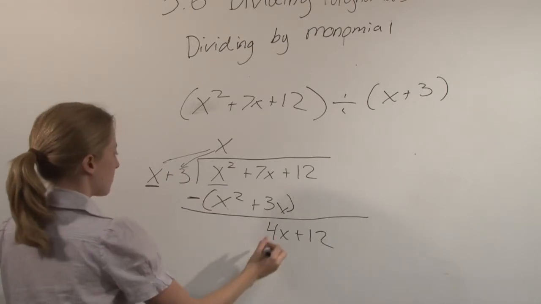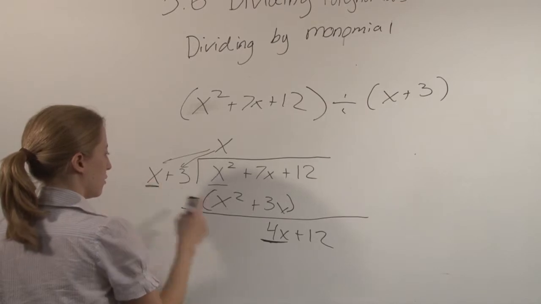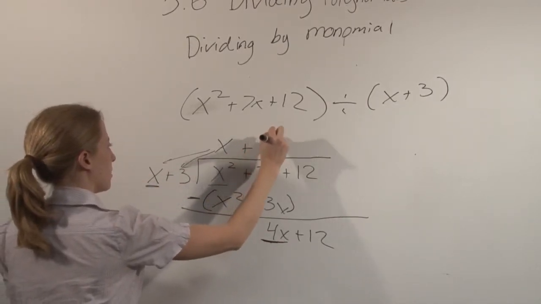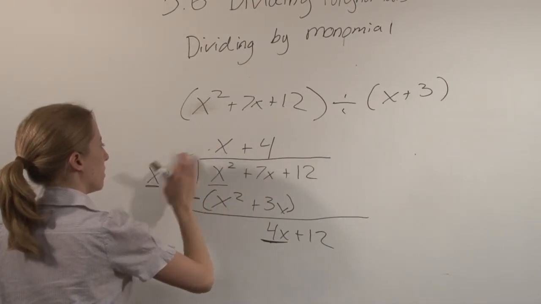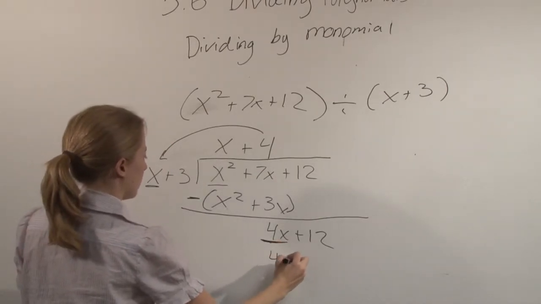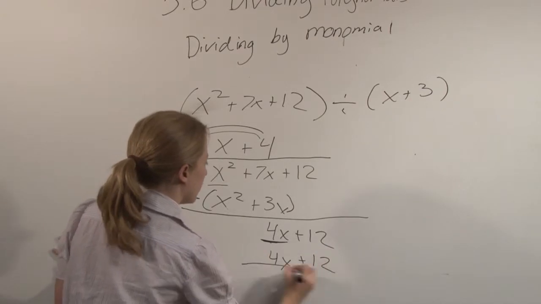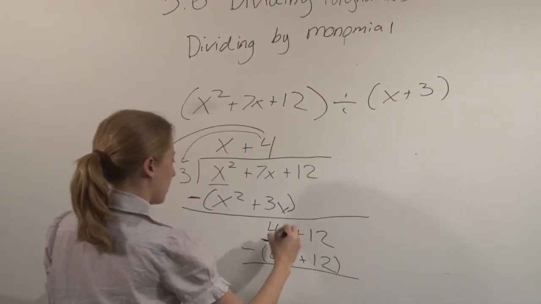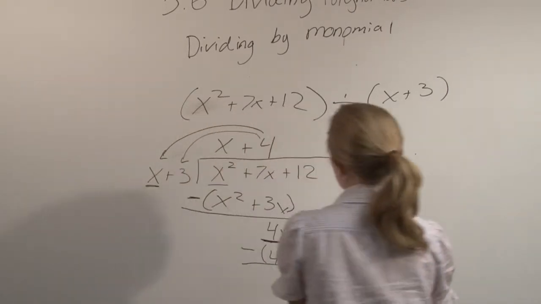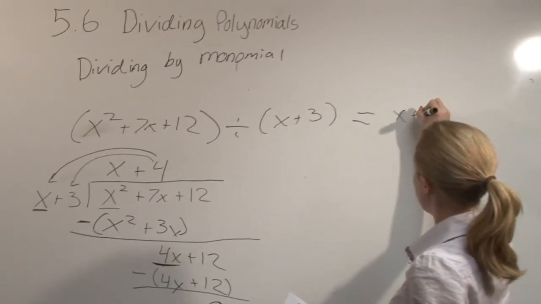So now I am trying to get this x here to become a 4x. So I'm going to multiply this whole thing by 4. So 4 times x is 4x, and 4 times 3 is 12. And so if I subtract this from that, I'm going to end up with 0. So that means I don't have a remainder. So my answer is just going to be x plus 4.